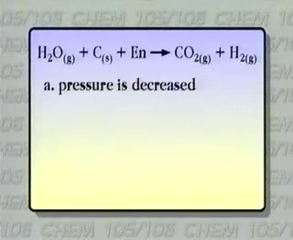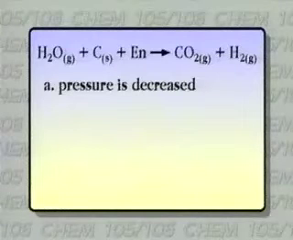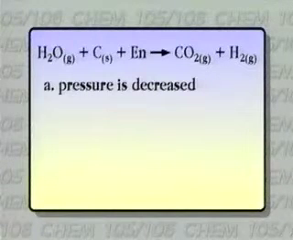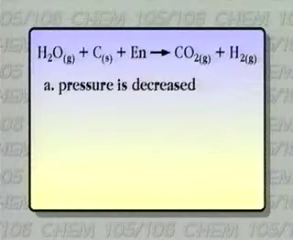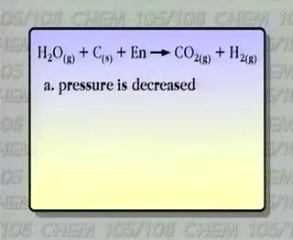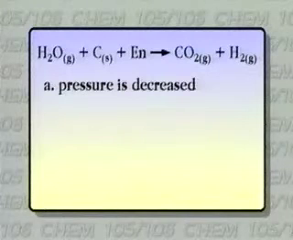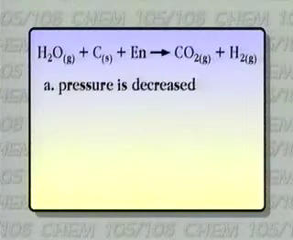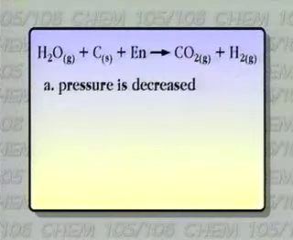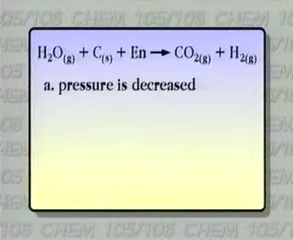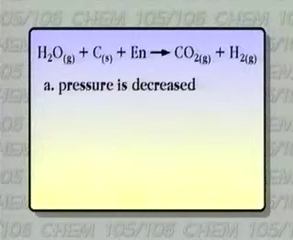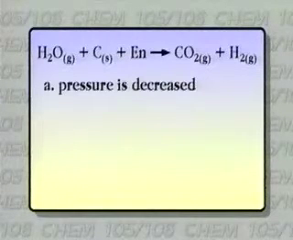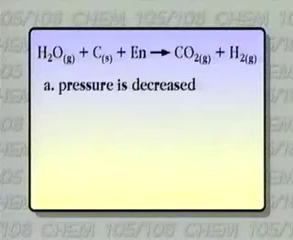Now, we have to keep in mind that we're talking here about a closed system. By that we mean that everything is in one container. Nothing's escaping. If I'm going to decrease the pressure, Le Chatelier says that the system would try to increase the pressure. The only way it could increase the pressure would be to increase the number of gaseous particles.